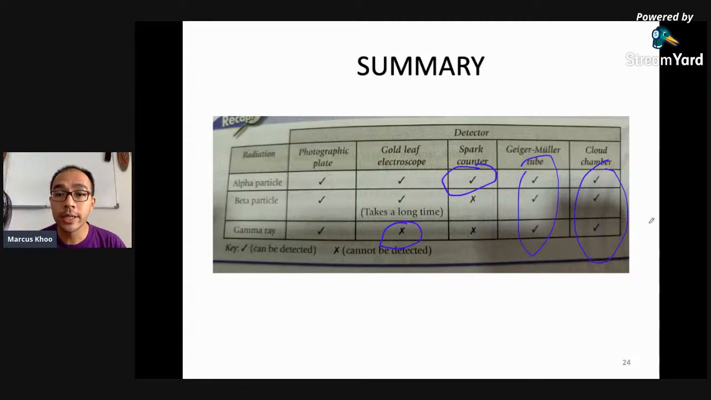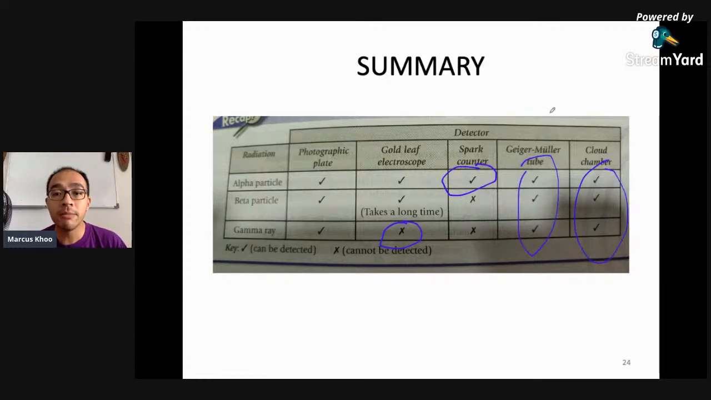So it's good for us to know among these five detectors which one can detect alpha, which one can detect beta, and which one can detect gamma. But if you really want to remember this the easiest, just remember the gold leaf and the spark counter. Spark counter can only do one, and the reason is because the ionizing power of alpha is very high and the spark counter depends on that. Gold leaf can only do two, but even the beta particle takes a long time. Gamma definitely cannot because there's no charge, and the gold leaf electroscope works primarily on charges. The other three can detect all three, so we don't need to be very scared.